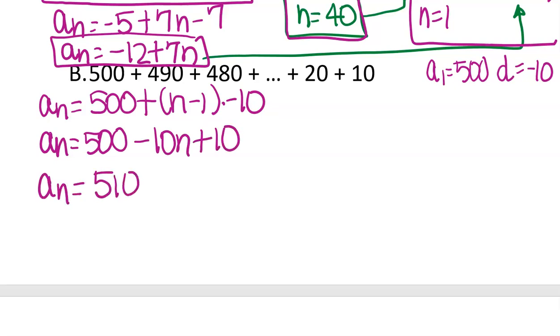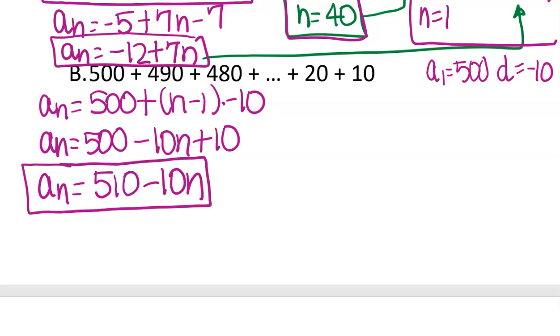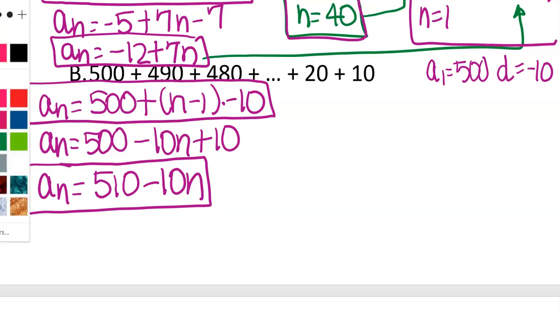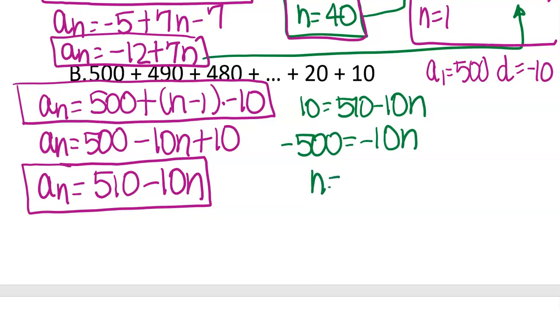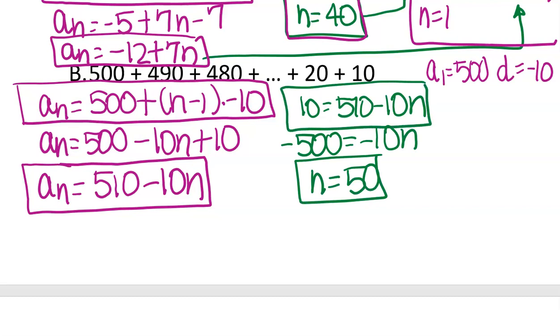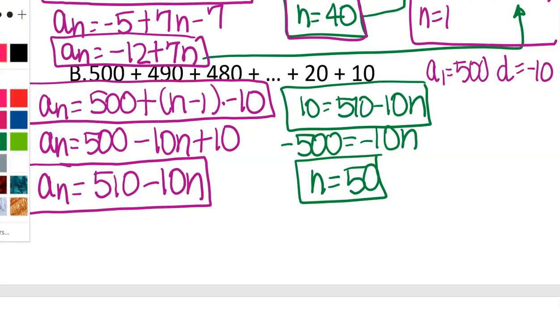So you get 510 minus 10n. Show these, please. Okay, now I want to know what is the number of terms that I have. So I'm going 10 equals 510 minus 10n. I subtract 510 from both sides and I get negative 500. I divide by negative 10 and I get n equals 50. So I get 50 terms starting at 500, going down to 10, and I have my explicit sequence as well.